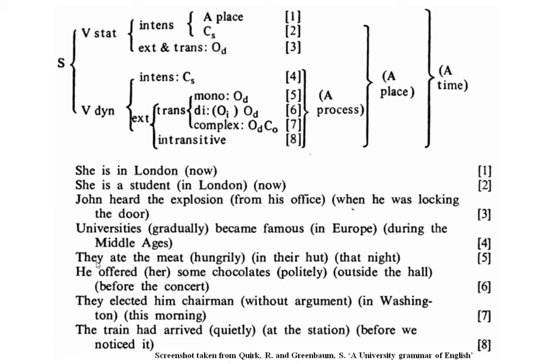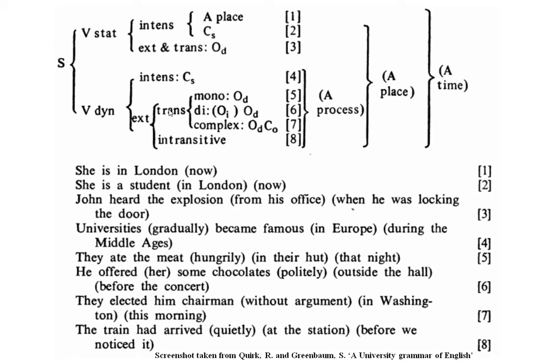In sentence 5, "They ate the meat." Ate here is a dynamic verb, and it is an extensive verb rather than intensive verb because it's followed by an object, the meat. So ate is an extensive dynamic verb, and since it's followed by an object, the meat, it's a transitive verb.